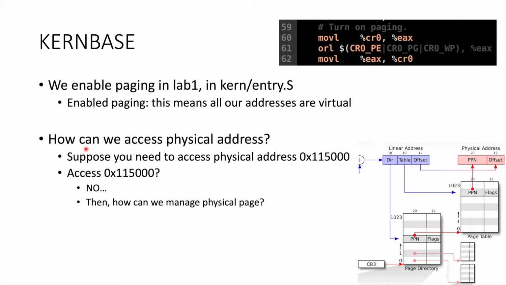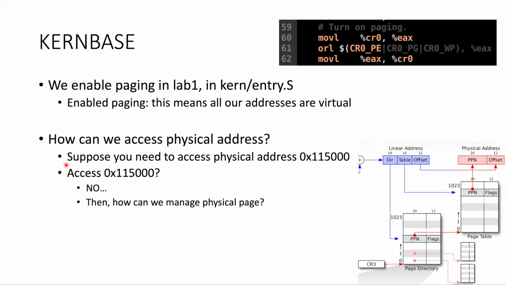Then, ironically, I will ask you: how can you access physical addresses? That's important because right now we have not yet set up how we use virtual to physical memory. But if enabling paging disables physical address access, can we not just access physical addresses? The answer is no. Then how can we access physical addresses? We definitely can, because in Lab 2 you are using that.